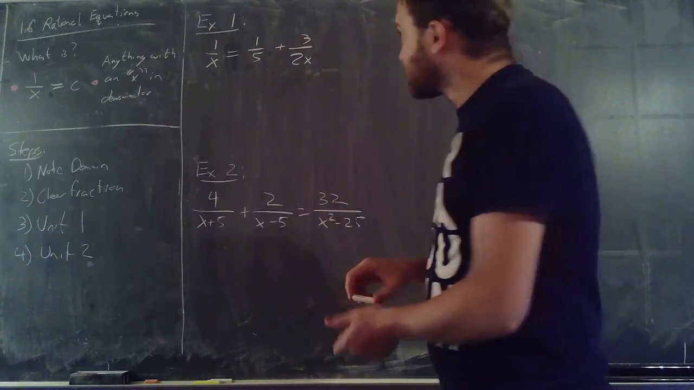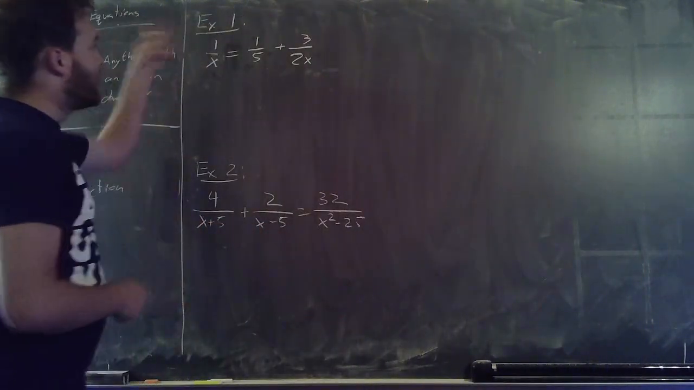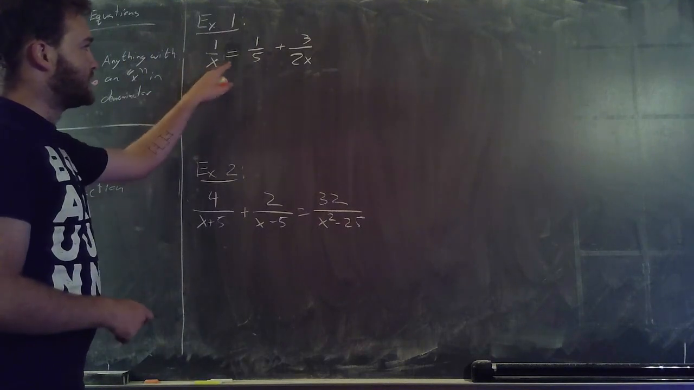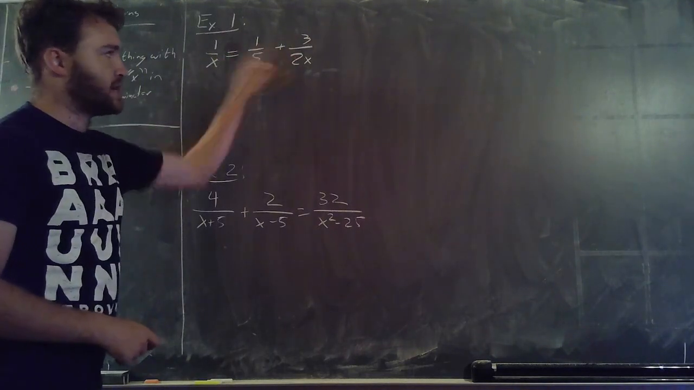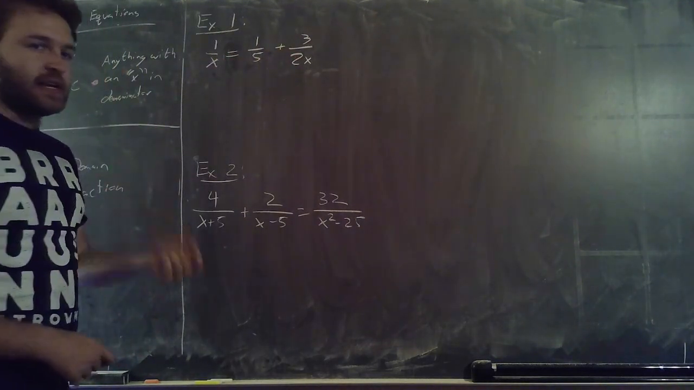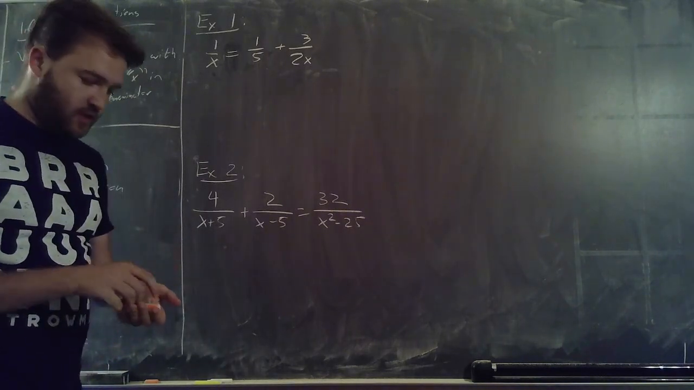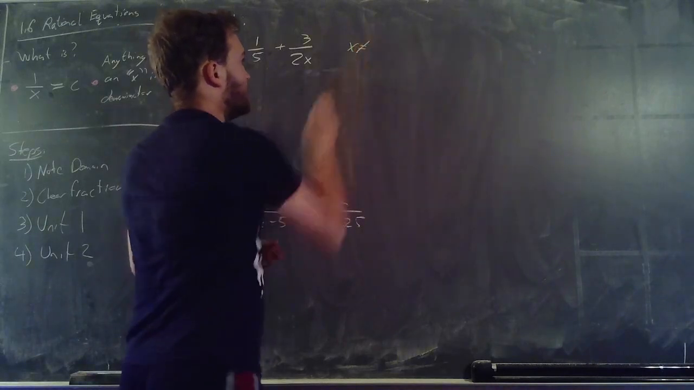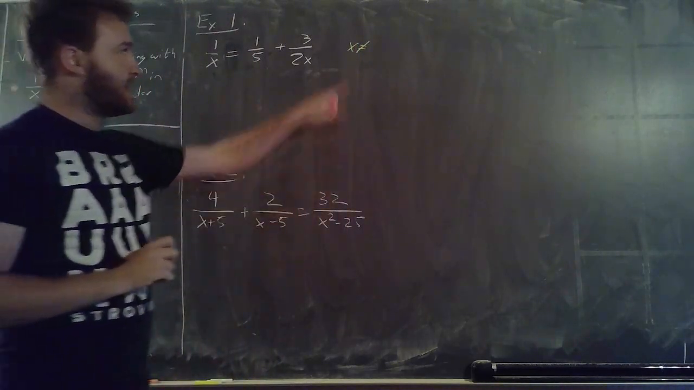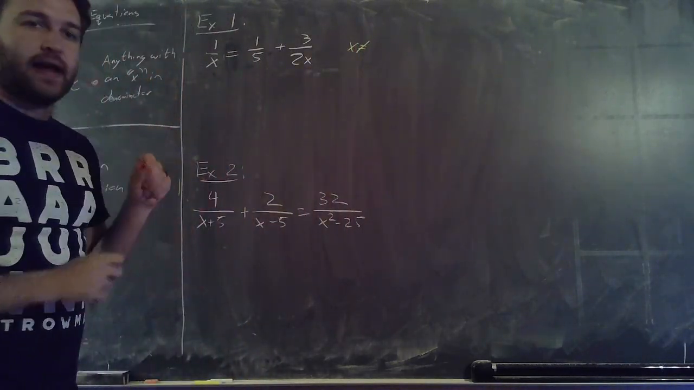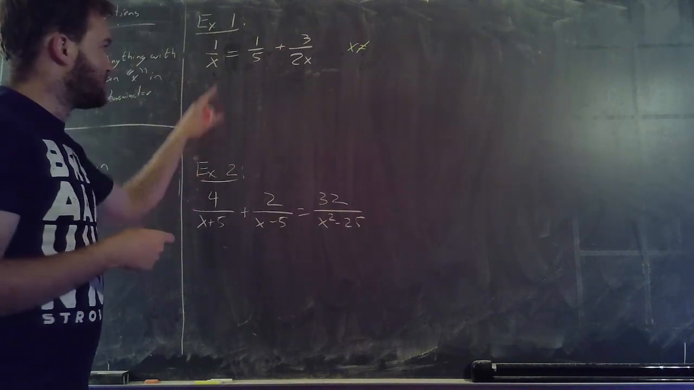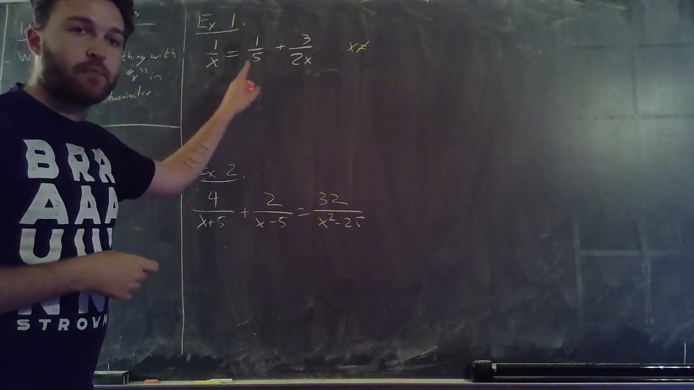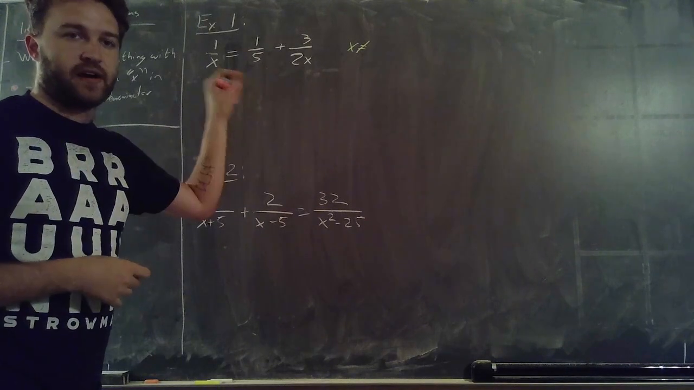So here I have two examples. In example number 1, I have 1 over x is equal to 1 over 5 plus 3 over 2x. And so what I need to do first is always take note of what the domain is. In other words, what numbers am I not allowed to have for x? So I've written down x cannot be equal to, and I'm going to figure out what numbers I could possibly plug in for x that will cause any part of this equation to divide by 0.